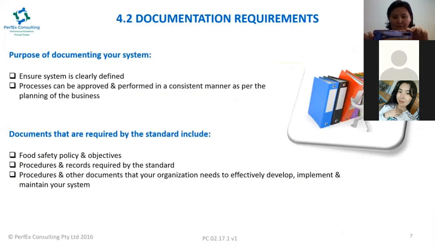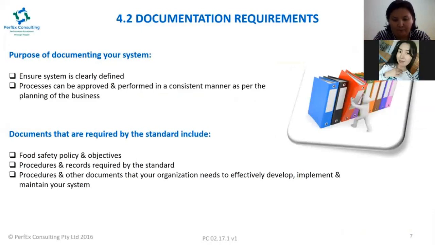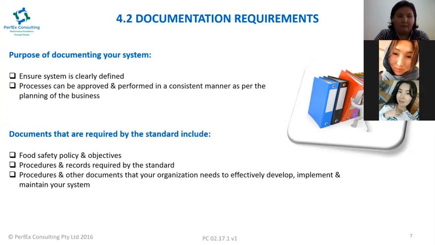We should have a video file, because ISO 22000 standards require documents. Documents required by the standard include food safety policy and objectives, procedures and records required by the standard, and other procedures and documents that your organization needs to effectively develop, implement, and maintain your system.